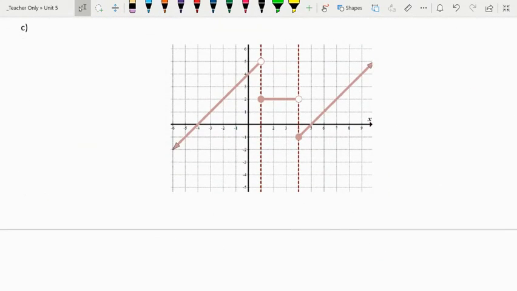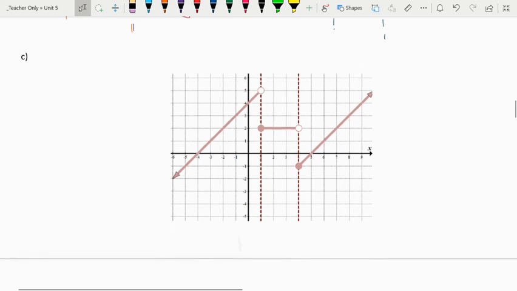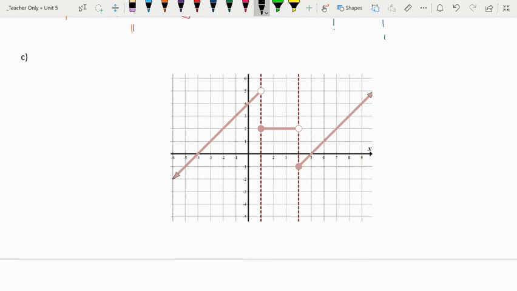All right, so we have our last one here. Okay, so again, I encourage you to try this one on your own before you watch me do it. But again, we start with f of x equals, and then we have our squiggles. So the first one is if x is less than 1. The next one would be if x is between 1 and 4. And the last one is if x is greater than or equal to 4.